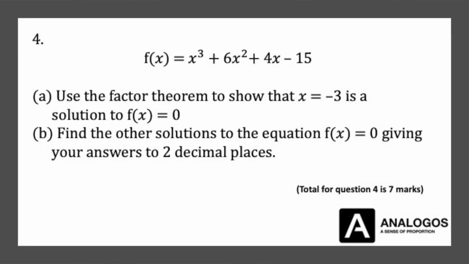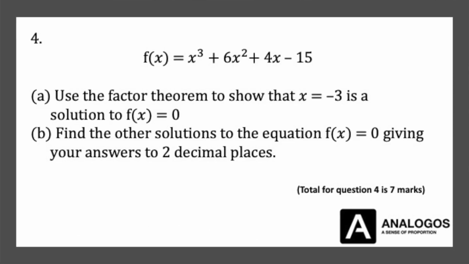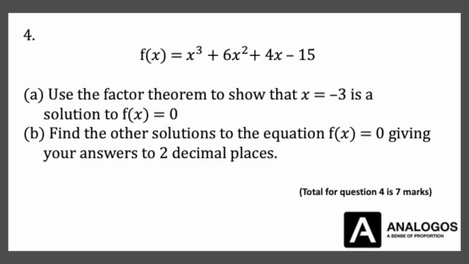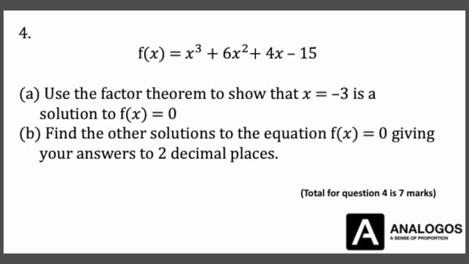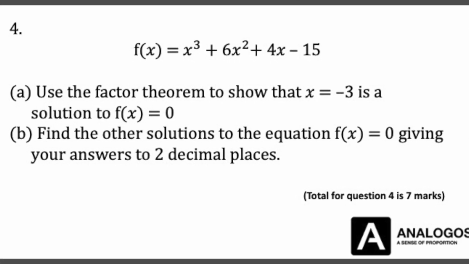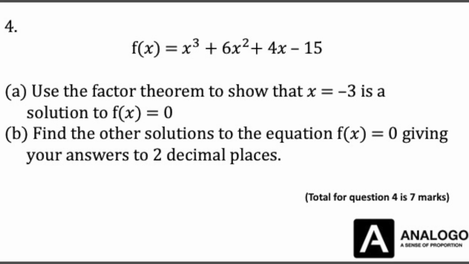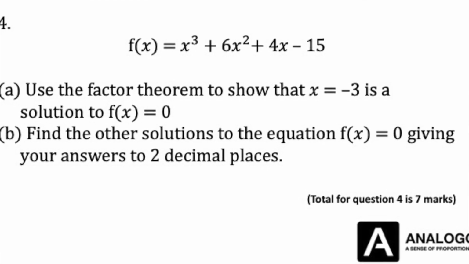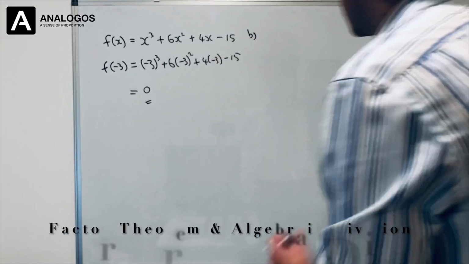Okay, part B. Find the other solutions to the equation f of x equals 0, giving your answers to 2 decimal places. Okay, so straight away when you see that, giving your answers to 2 decimal places, we can't solve this just by factorising normally. We're going to have to use the quadratic formula. Okay, but we're not there yet. We can start off by doing synthetic division again. We know that x equals negative 3 is a solution, so like last time, let's put that in.